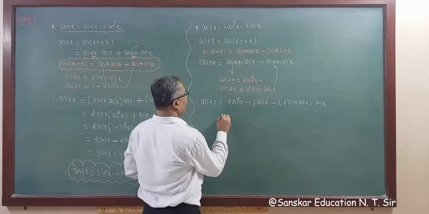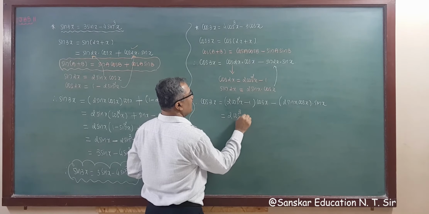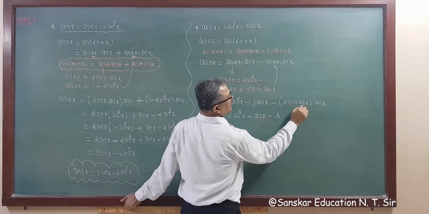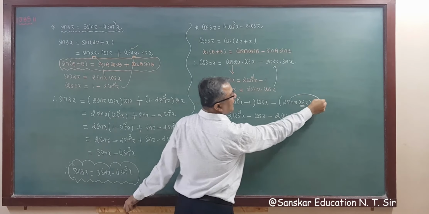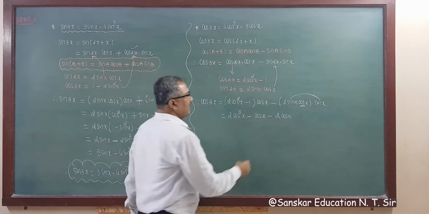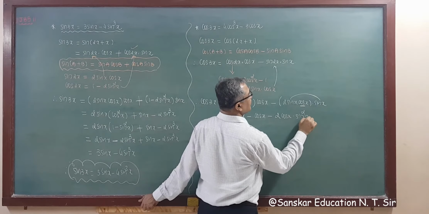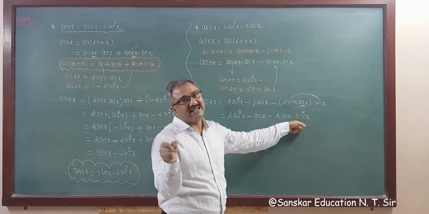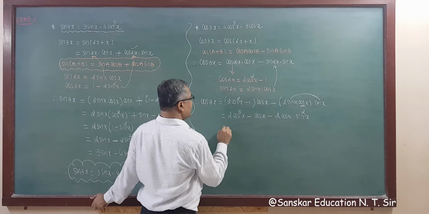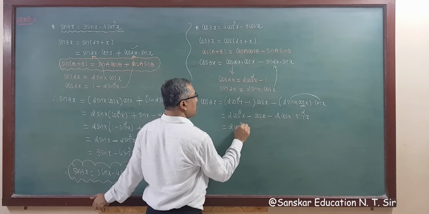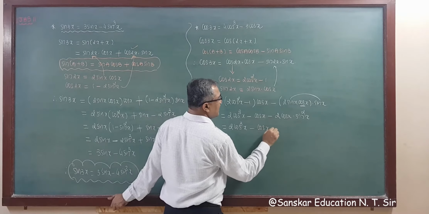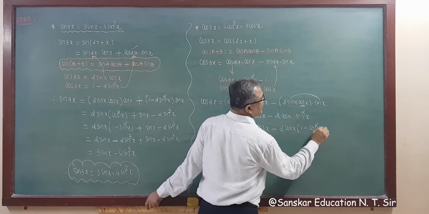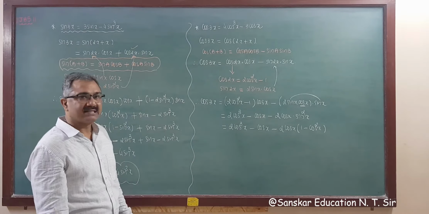So multiplying this, what do we get? 2 times cos cube x minus cos x minus, this is 2 times cos x, and this is sine into sine, that is sine square x. Now we don't require sine, we require it in terms of cos. So sine square x is 1 minus cos square x. So this is 2 cos cube x minus cos x minus 2 cos x into 1 minus cos square x, as we require it in terms of cos only.